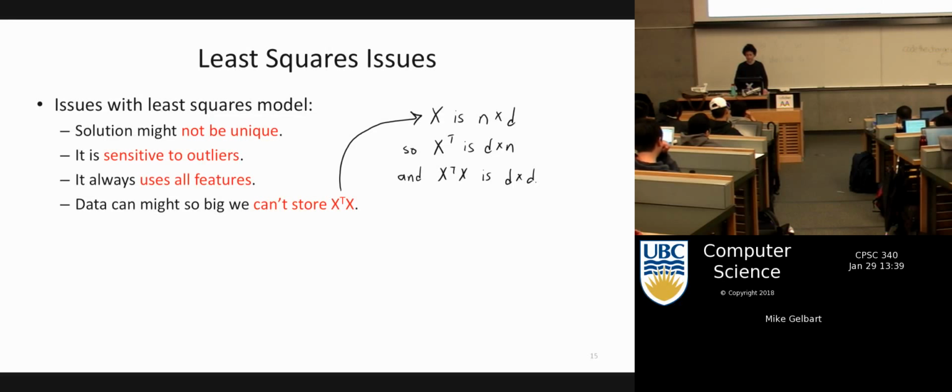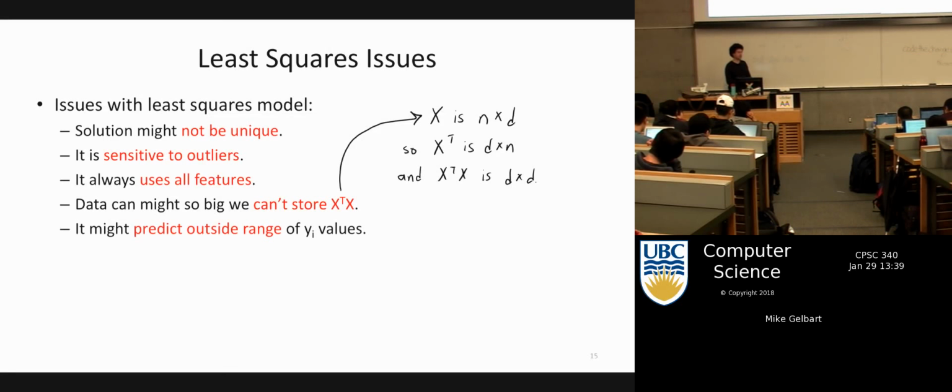OK. X transpose X. So that is a big matrix. That's another concern we might have. Can we even store this thing? And we'll talk about that as well. It might predict outside the range. Interpolation is always a lot easier than extrapolation. So since this model is linear, if you try to predict for something super far away from anything you've seen, the prediction will be super far away from any y value you've seen, and that might be good or might be bad depending on whether linear is actually a good model.